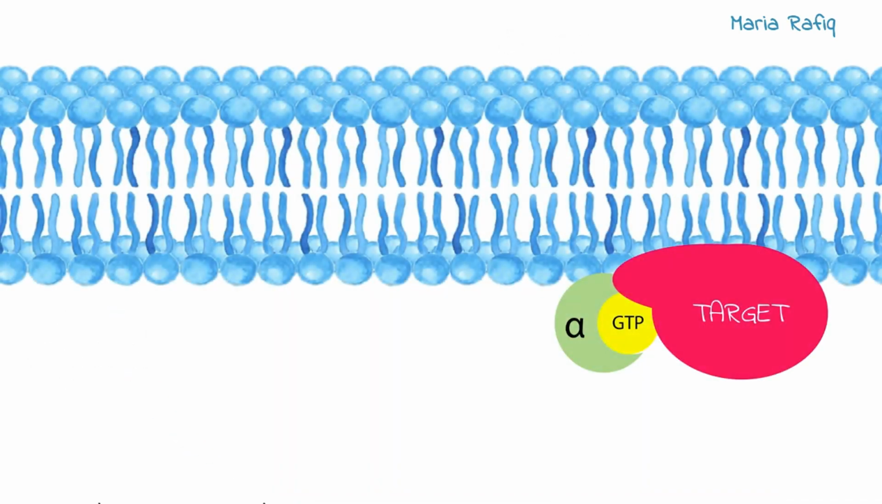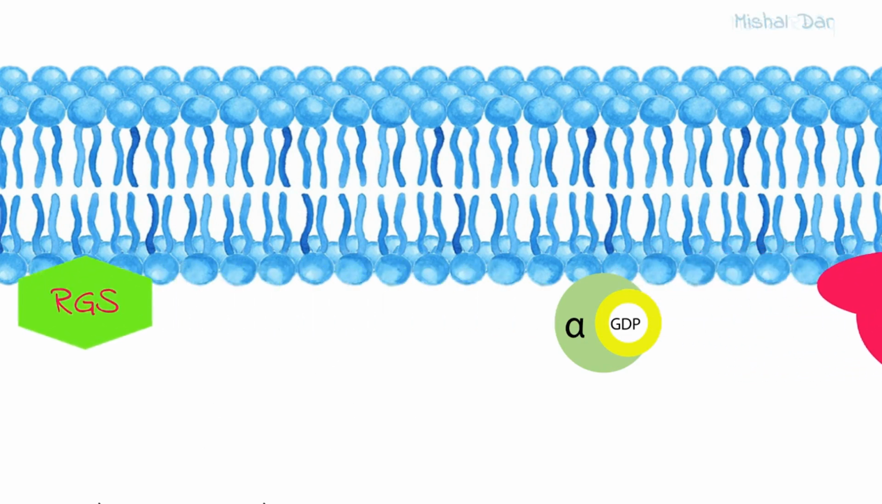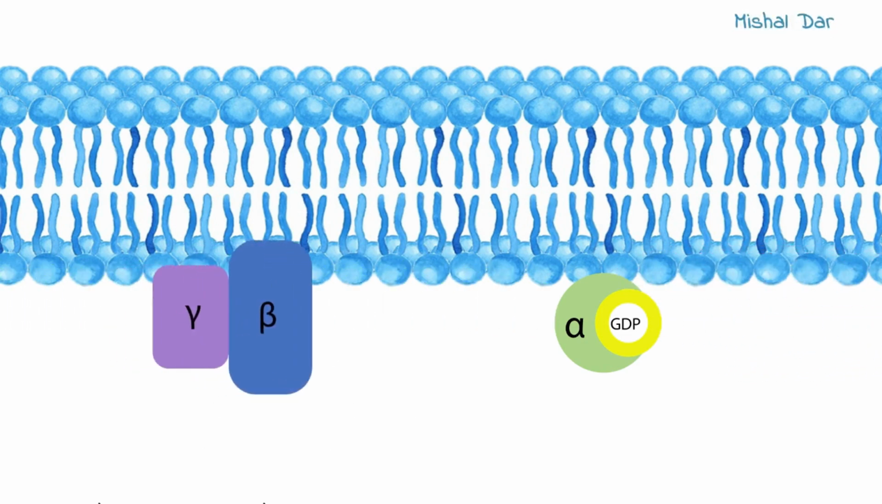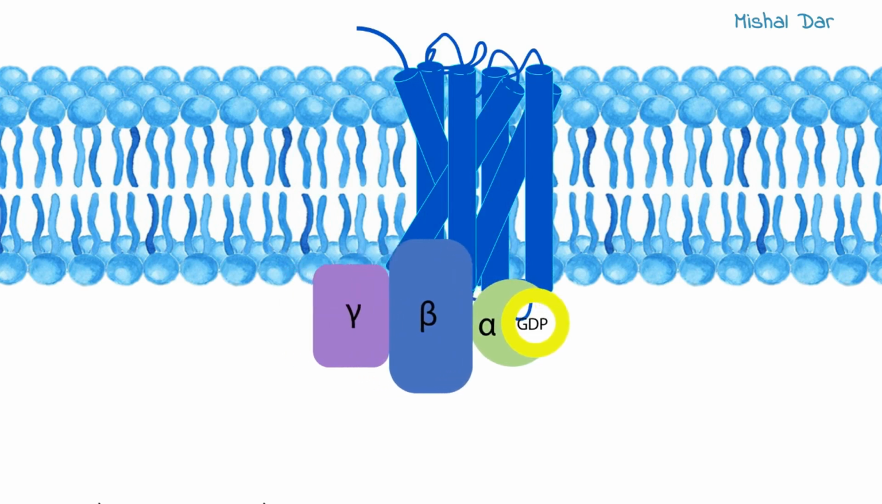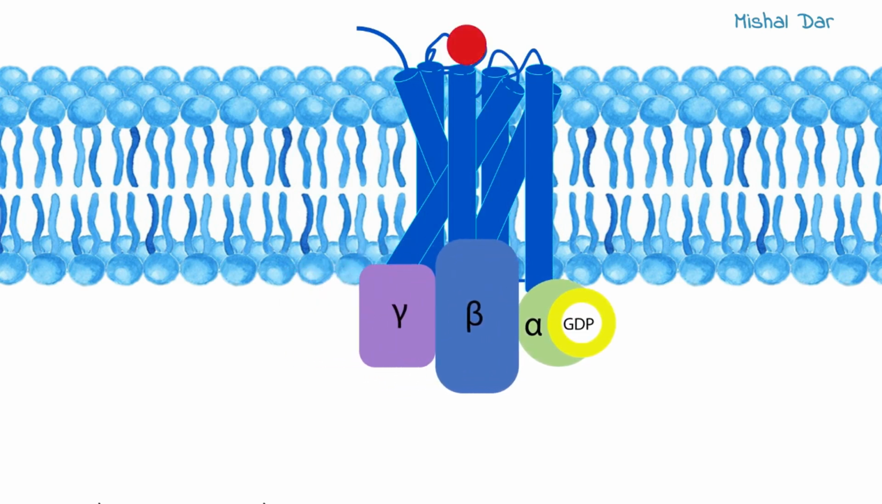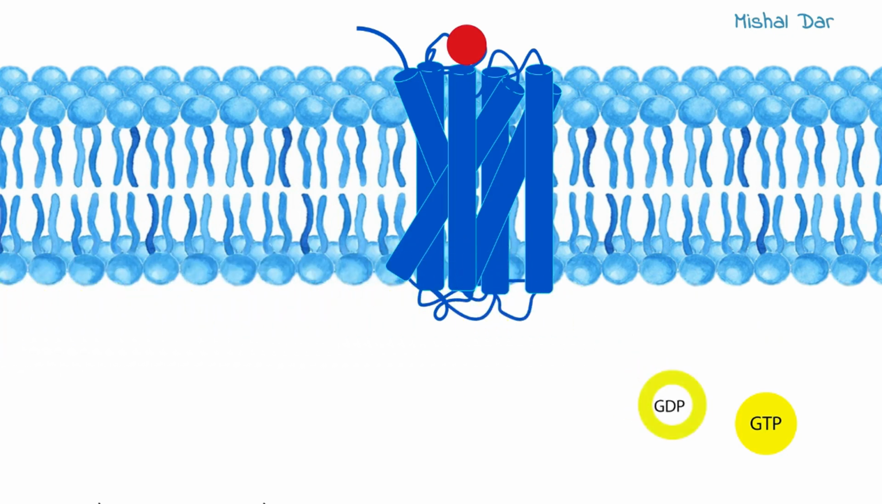The alpha subunit is then deactivated by hydrolyzing its bound GTP to GDP. This step is regulated by a protein called RGS, or regulator of G protein signaling. The inactive alpha subunit reassociates with the beta-gamma complex and reforms the inactive trimeric G protein at the start of the signaling pathway. As long as the receptor is bound to protein ligand, it is activated and can continue to convert inactive G protein to its active form.